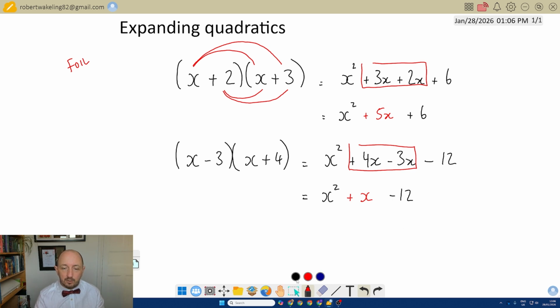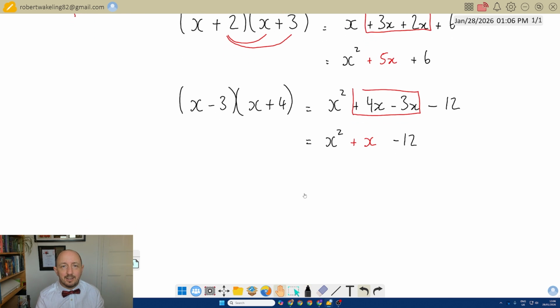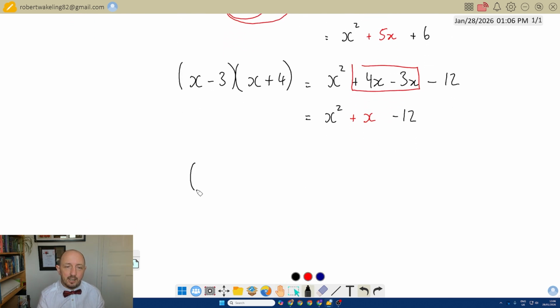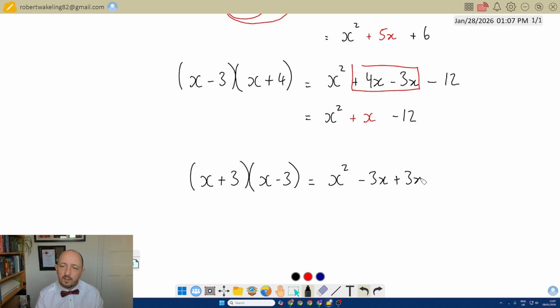Now, as we progress to the higher levels, sometimes we start to see a little bit of a different setup. Something like this, where we have almost the same bracket, but one is plus and one is minus. We still do the same thing, but something strange happens when we collect the middle 2 together. So x times x, x times minus 3 is minus 3x, positive 3 times x, and then 3 times minus 3 is minus 9.